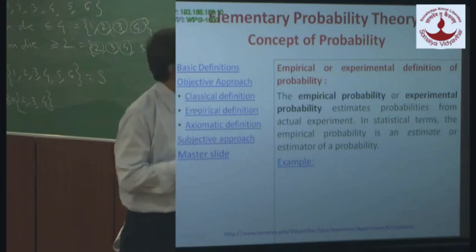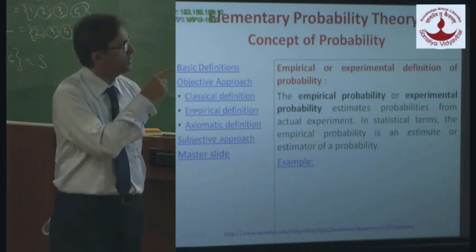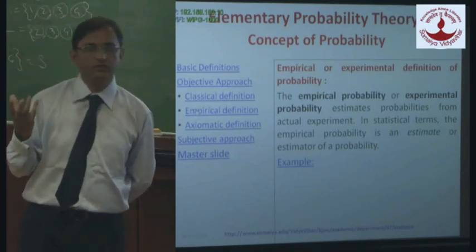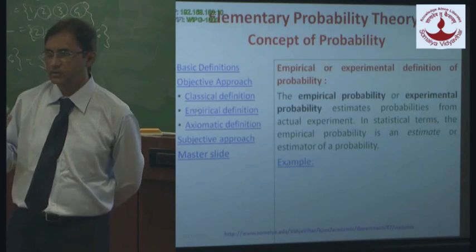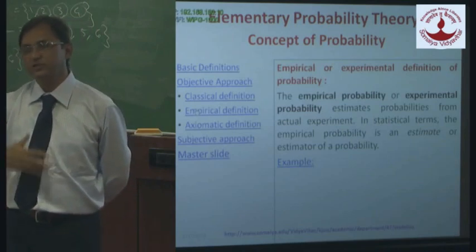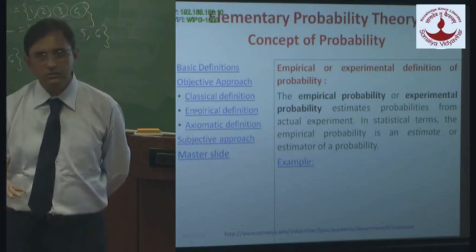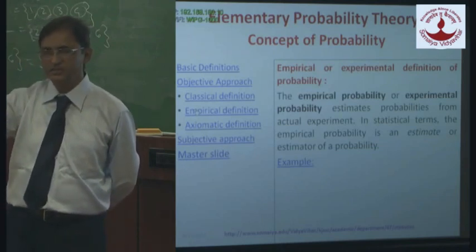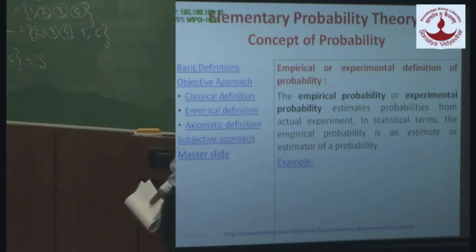So the empirical probability or experimental probability estimates the probabilities from the actual experiment. In statistical terms, empirical probability is an estimate or estimator of the probability. Suppose I want to know the probability of how many persons like the color red. How do you determine this? You have to conduct the experiment. You go and ask each person which color you like most. Say you take 1000 persons, and out of those 1000 persons, suppose there are 400 persons who like the red color. So the probability is 400 divided by 1000. This is the estimated probability, known as experimental probability or empirical probability. So this is how we can obtain it.